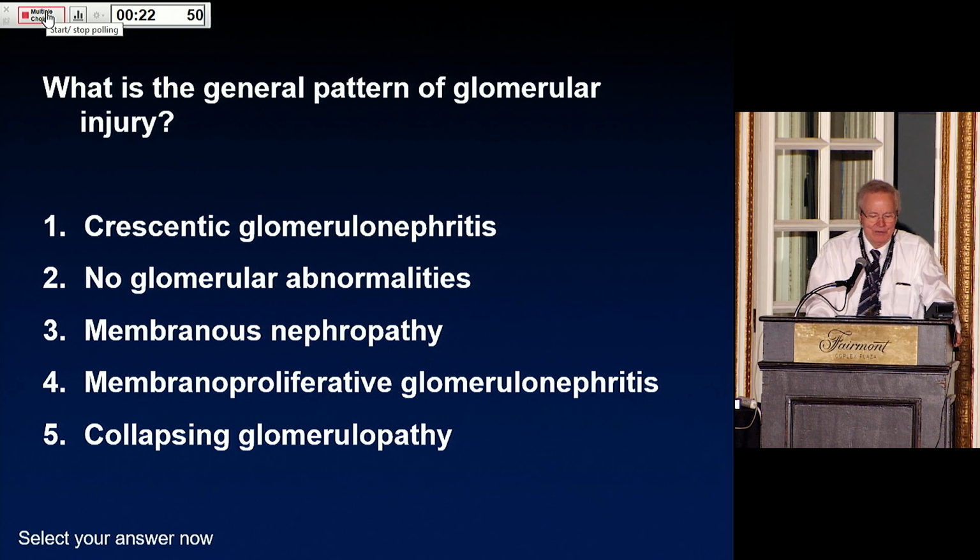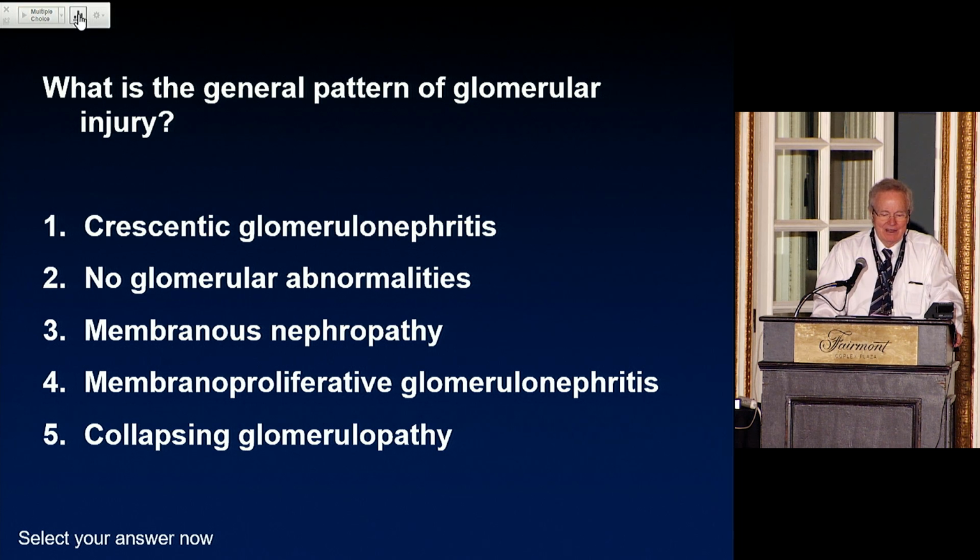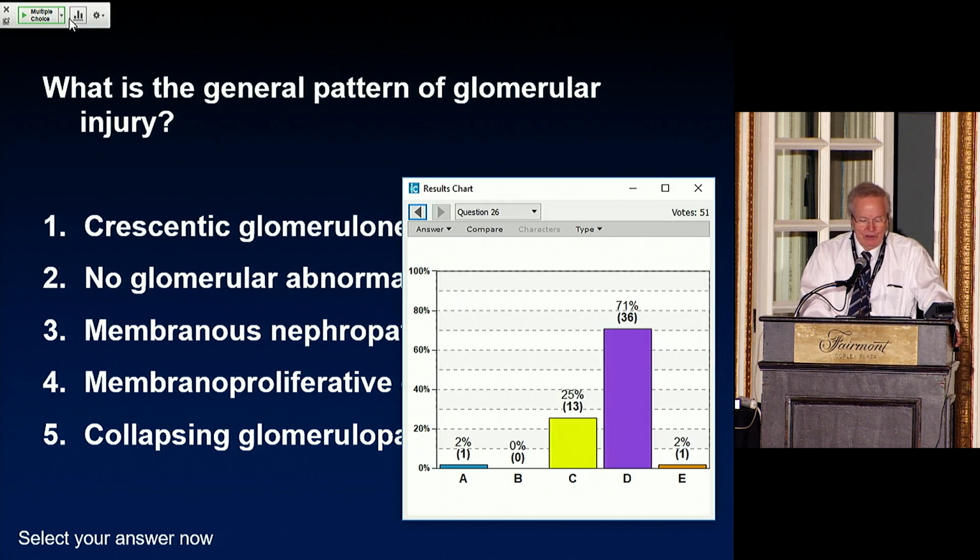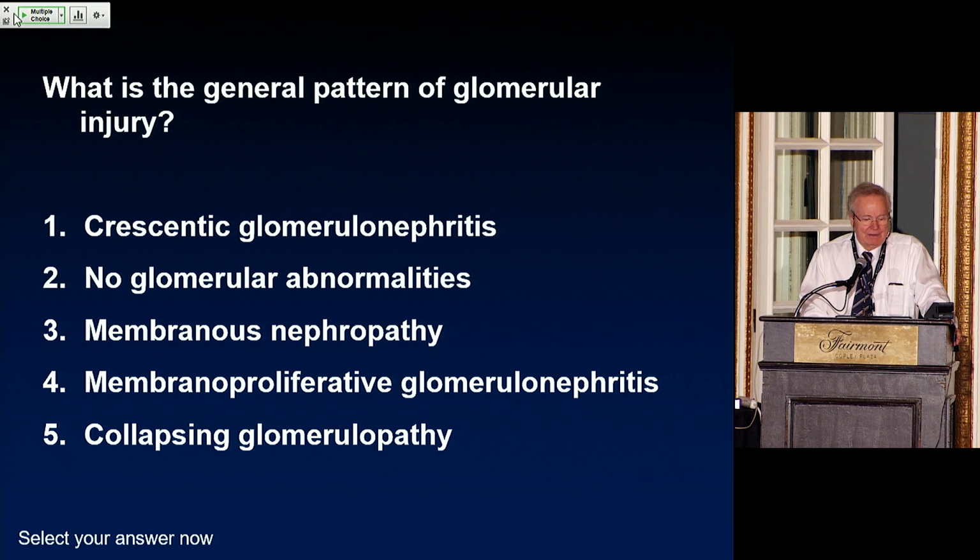Okay. 50 have answered, so let's see what the answer is. And most of you think the patient has a membranoproliferative pattern of injury, and I think those were right. Membranous is sometimes difficult to separate. Usually they have 2 lines of basement membrane. Sometimes it's difficult to see it. Sometimes it was too low a power. I can admit that. So let's see what we have next.